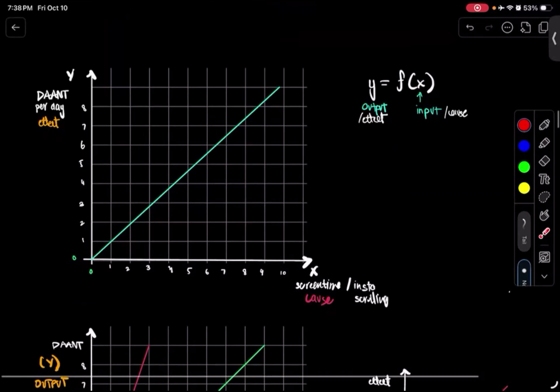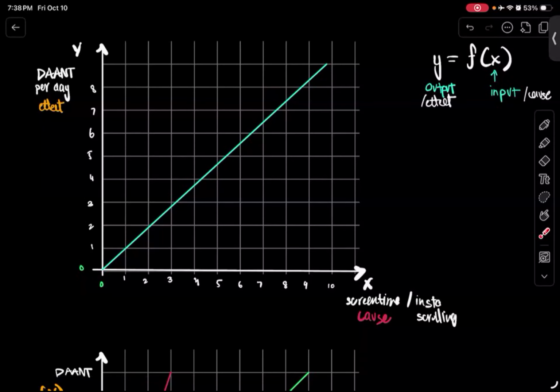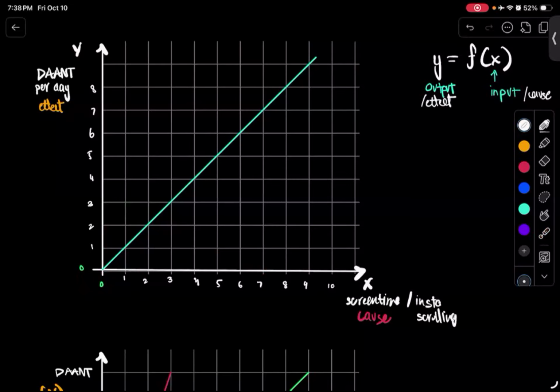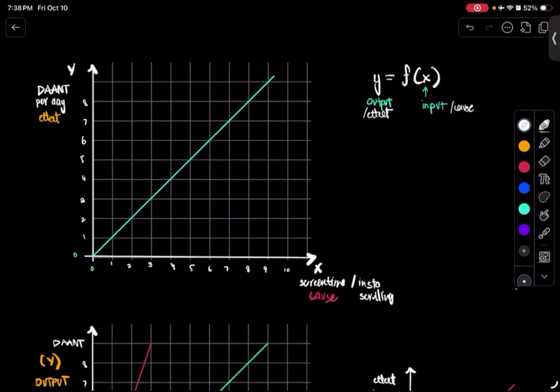Generally, we've chosen our cause or our input to be screen time. And because of that screen time, let's say some children get a certain number of dart per day, which is the effect. So if you have 1 hour of screen time, let's say you get one dart per day. If you have 3 hours of screen time, you get three. If you have, say, 10 hours of screen time, you get 9 dart per day. That's simply a way to write cause and effect: if you keep increasing the cause, in this case, the effect also keeps increasing, right? It's basically how we're studying relationships.